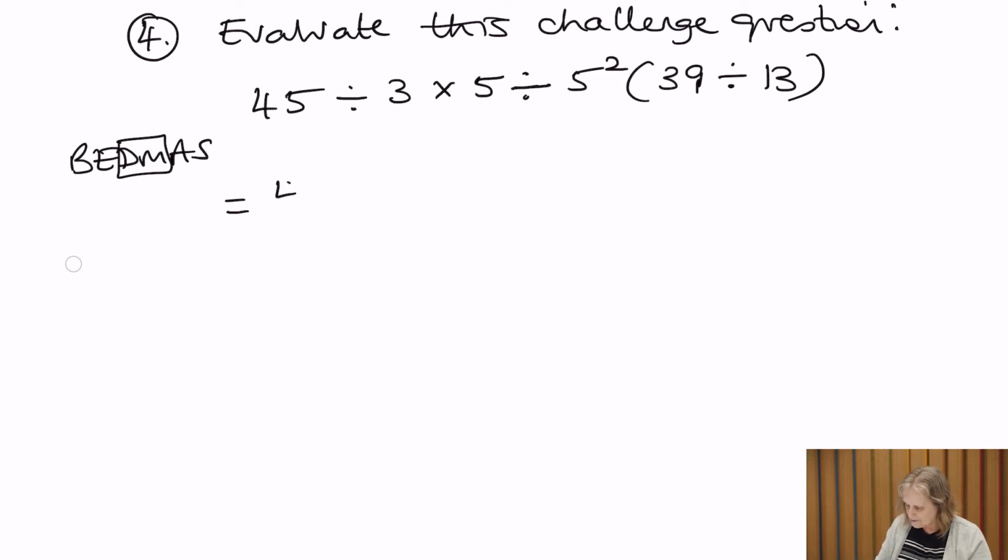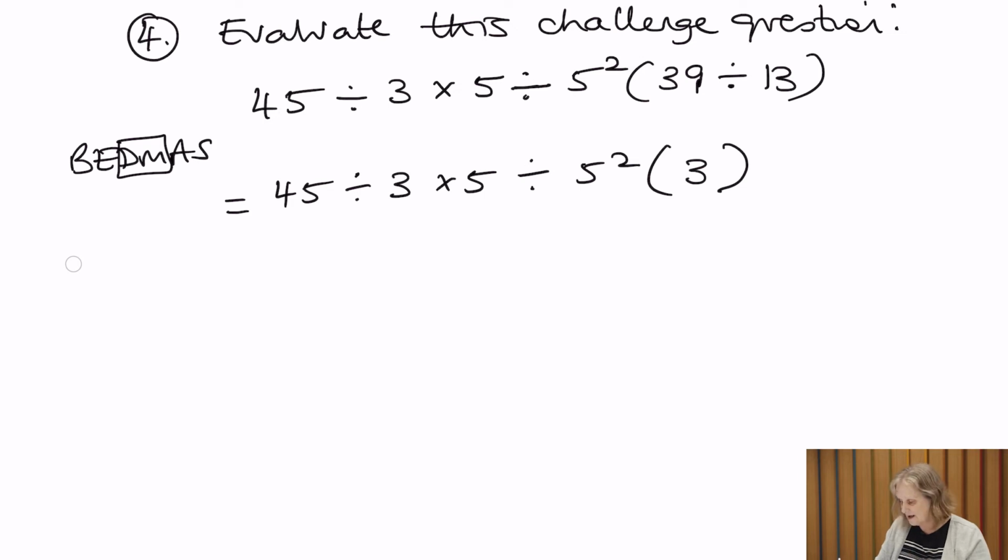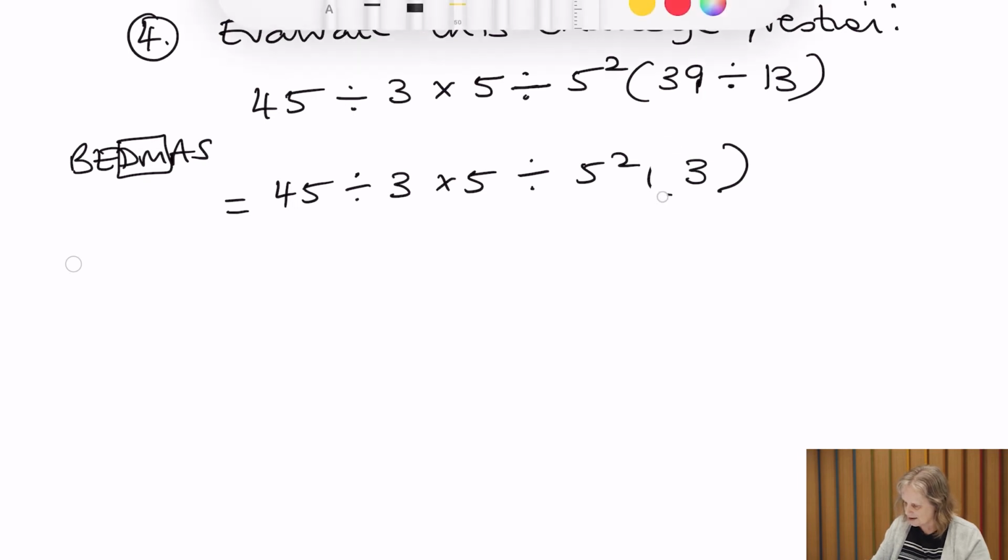So again, I'm just going to write out the full calculation, doing it step by step, and just evaluating what's in the bracket. So 39 divided by 13 is going to give us 3. Okay, we recognize that means now 5 squared multiplied by 3. We can just write it with the multiplication sign here. So we've done the brackets. Now we have to evaluate the exponents. So we've got 5 squared. We know that's going to give us 25.